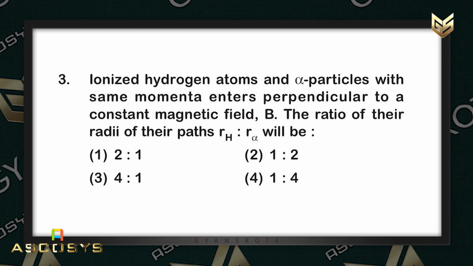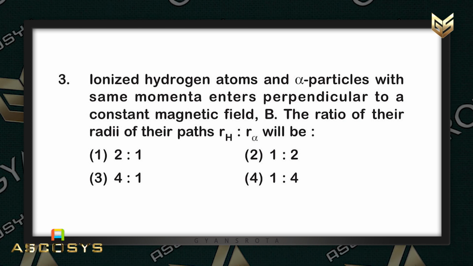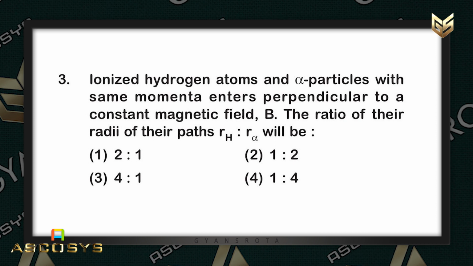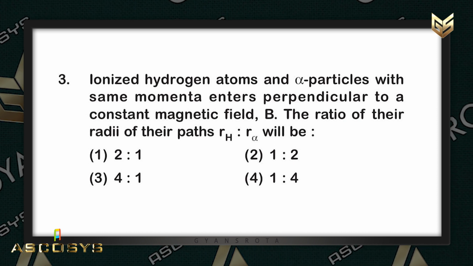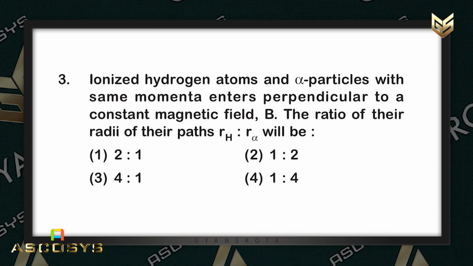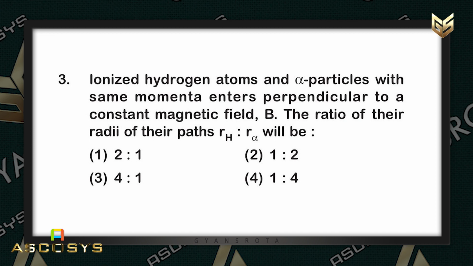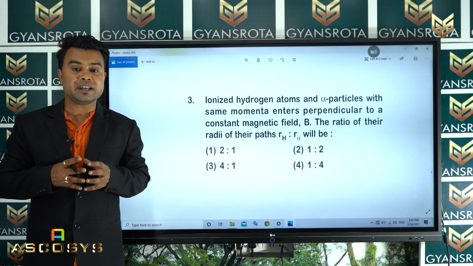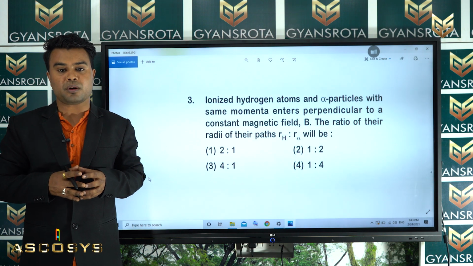Helium with the same momentum enters perpendicular to the constant magnetic field B. The ratio of the radii of their paths, RH by R alpha, will be how much? That is what we have to calculate. So how do you calculate the answer? We have been given 4 options.